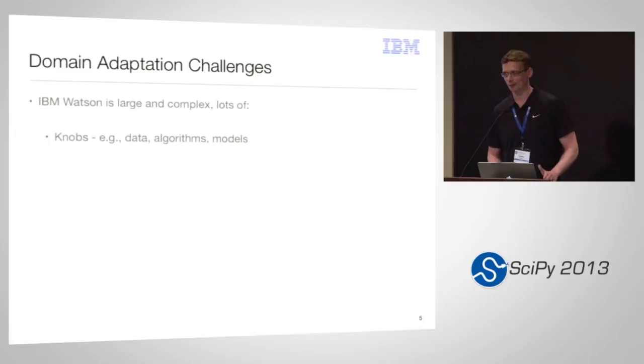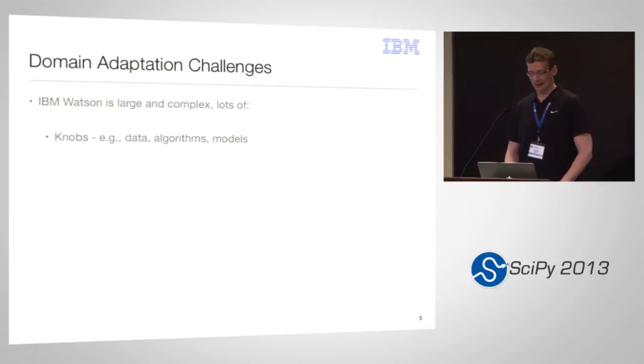Now, when we tried to adapt Watson to a new domain, there were several challenges. Simply said, the main problem is that Watson is complex, and it's a very large system. And there are lots of knobs in the system. And knobs are in the form of data, algorithms, and models. So data: when you're looking at Wikipedia, you have a lot of data that helps you answer broad-based knowledge questions. But when you're trying to answer rocket science questions or anything biochemistry, astrophysics, then your data might not be so good for that. And you have to find the right data that helps you for your domain.